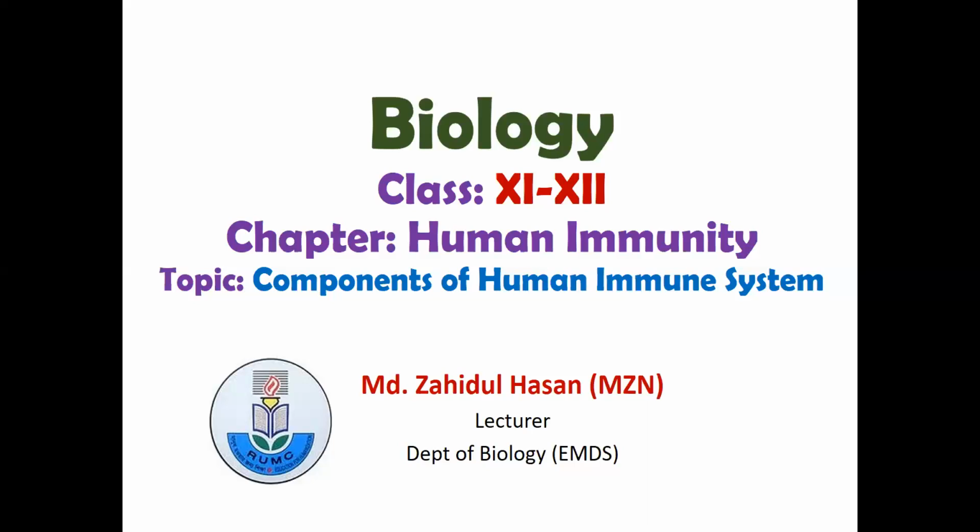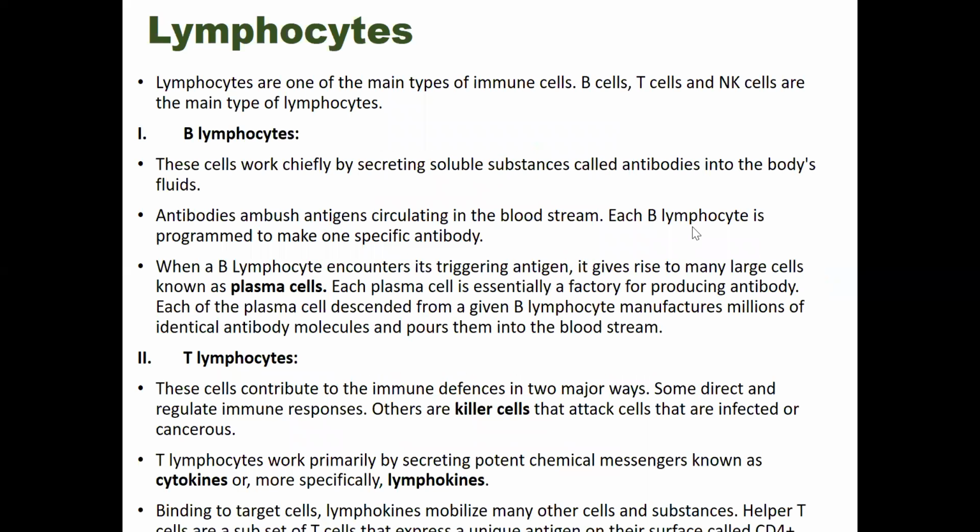So, our human immune cells include lymphocytes and so many other things. Let's talk about them one by one. The first one, the lymphocytes. Lymphocytes are one of the main and vital types of immune cells. There are different types of lymphocytes like B lymphocytes, T lymphocytes, and even natural killer cells. They are also lymphocytes.